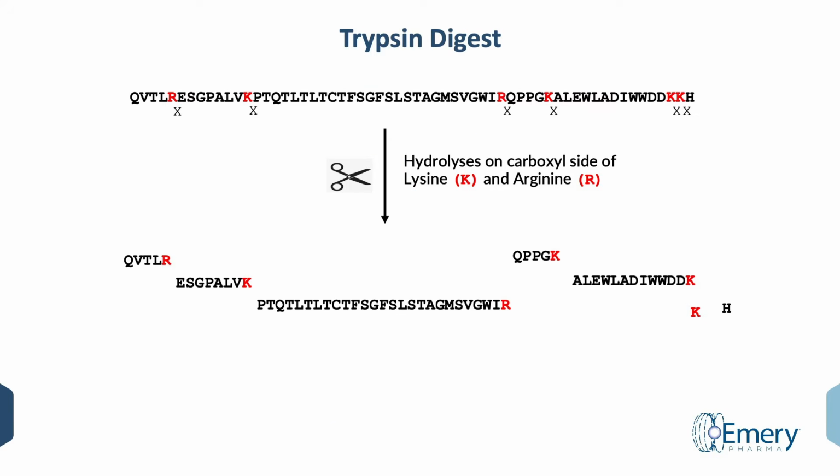Trypsin hydrolyzes the sequence on the carboxyl side of the lysine and the arginine residues, generating peptides of a smaller size that can be chromatographed in the UPLC-MS system. 100% coverage is not often obtained, and so a frequent strategy uses a subsequent digest with an enzyme that has complementary hydrolytic properties. Enzymes such as Glu-C can be used for this purpose.